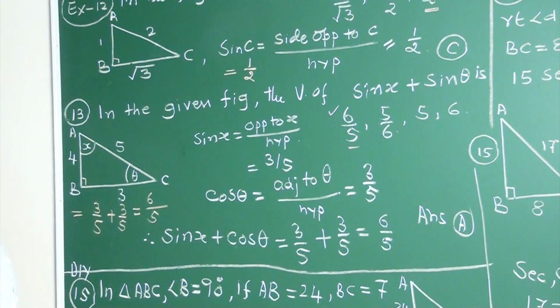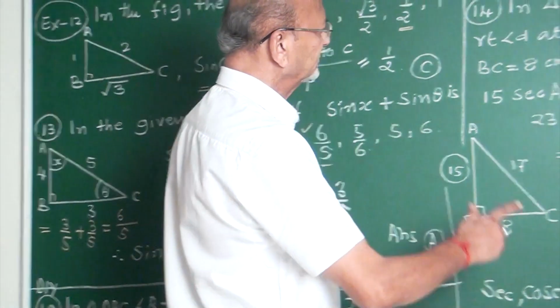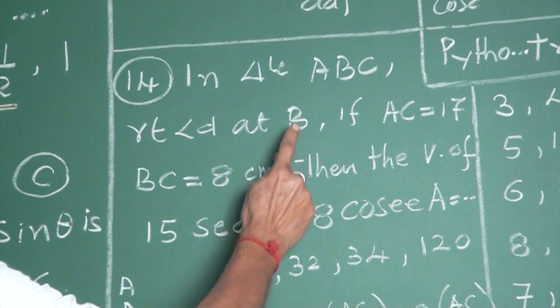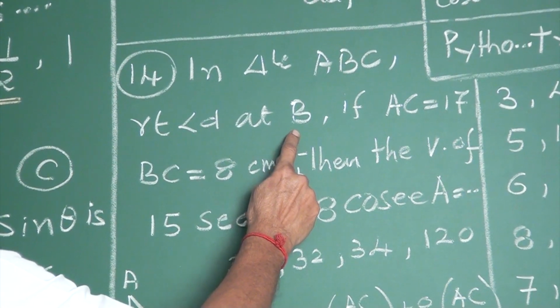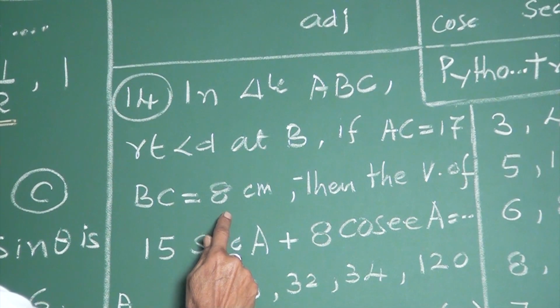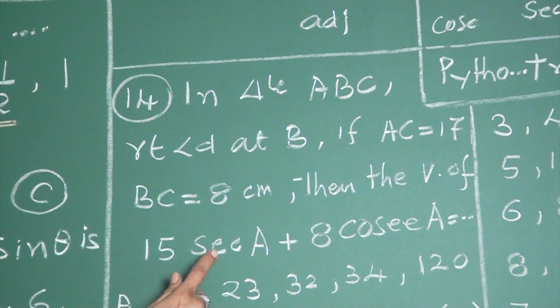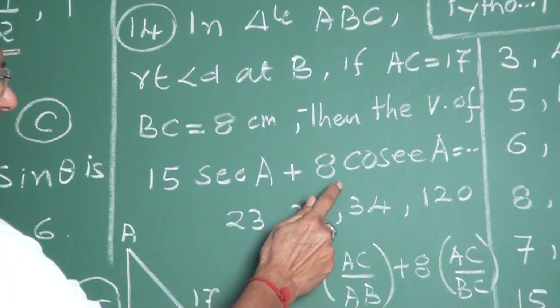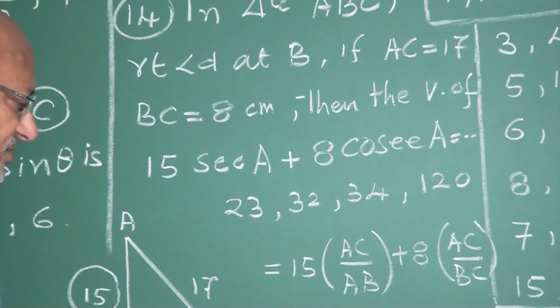Example number 13, my friends. This is example number 14. In triangle ABC, right angled at B, if AC is 17, BC is 8, then the value of 15 sec A plus 8 cosec A is dash.